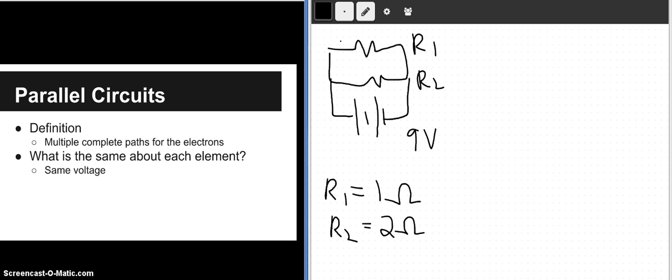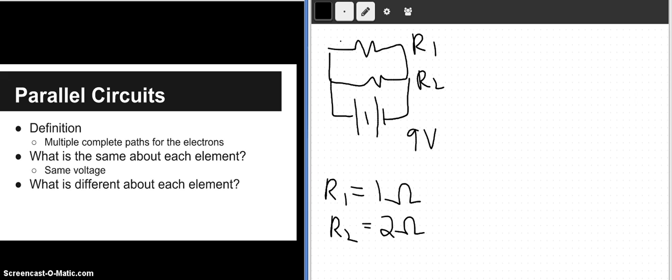In one of our previous videos, I made the analogy of the electrons having backpacks full of energy. When the electrons leave the battery, no matter if they choose to take path 1 or path 2, they all have full backpacks. So the electrons that march up and go through R1 are carrying full backpacks, 9 volts, and the electrons that march through R2 are also carrying full backpacks of 9 volts. So the voltage for every element is the same, regardless of how many branches there are or the resistances of those resistors. They all get full charge.